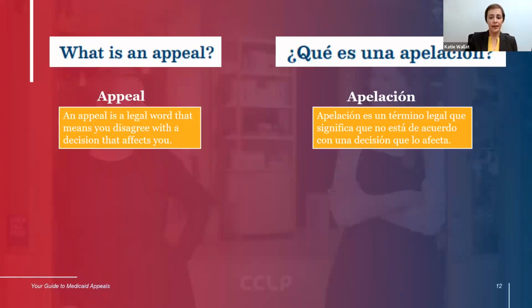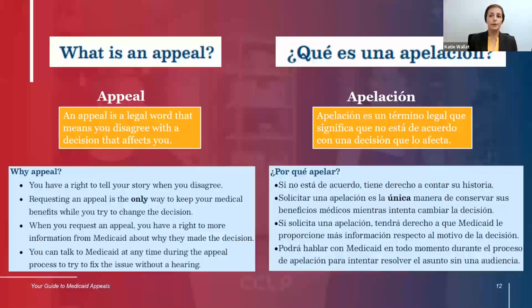So among the options, why might you consider an appeal? A formal request for an appeal is the only way to get a person outside of Medicaid, so someone who did not make the decision, to listen to your story. And you have the right to tell that story when you disagree with a decision that affects you and your benefits. These are some of your due process rights.